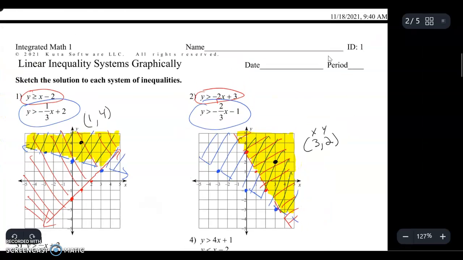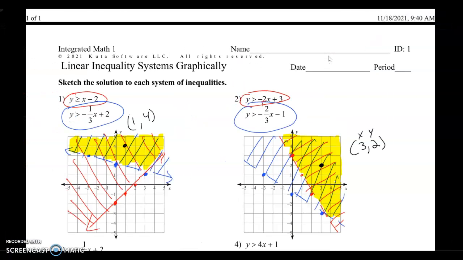And that's it. That is how you do linear inequality systems graphically.